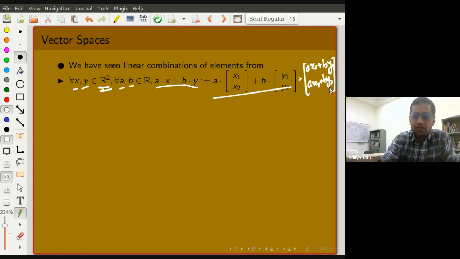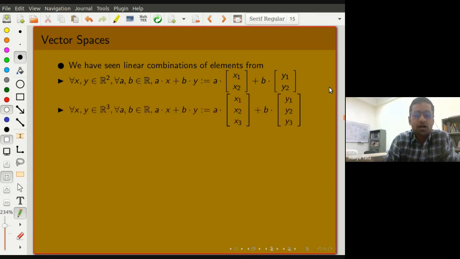Now, why just R2? What is so special about this set R2? We can also do this for R3, right?